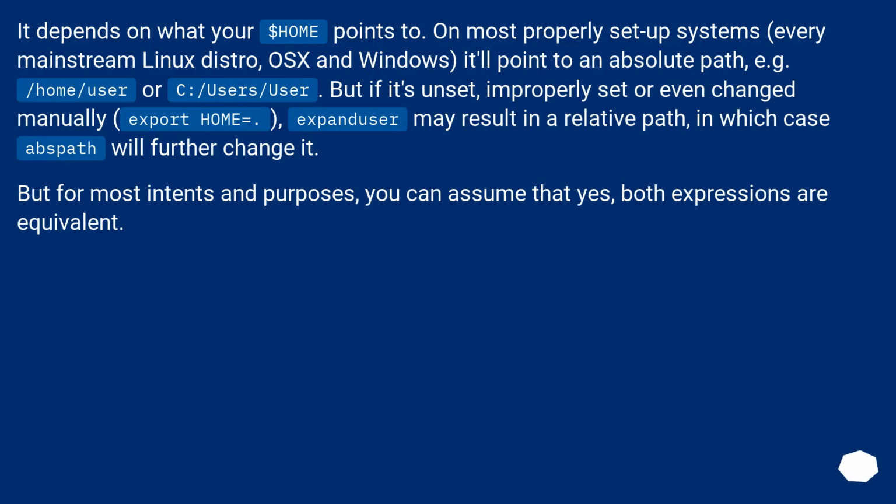It depends on what your $HOME points to. On most properly set up systems, every mainstream Linux distro, OS X and Windows, it'll point to an absolute path, for example /home/user or C:/Users/user. But if it's unset, improperly set or even changed manually, export HOME=., expanduser may result in a relative path, in which case abspath will further change it. But for most intents and purposes, you can assume that yes, both expressions are equivalent.